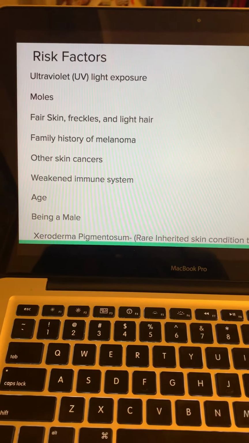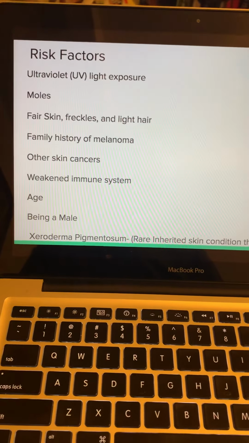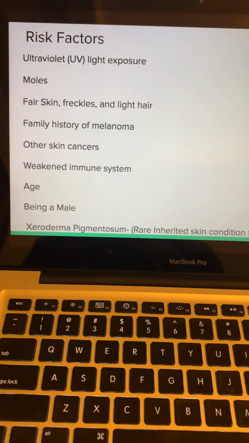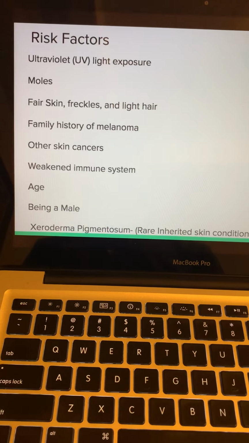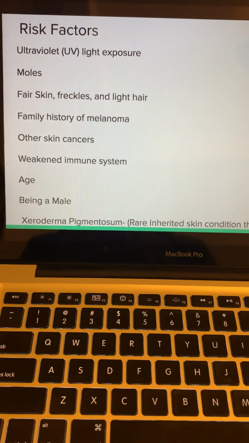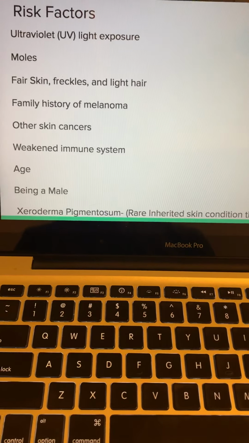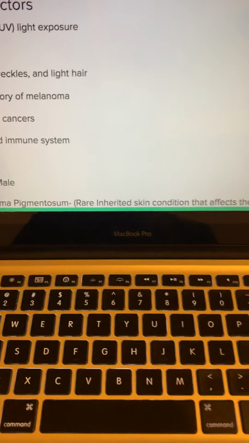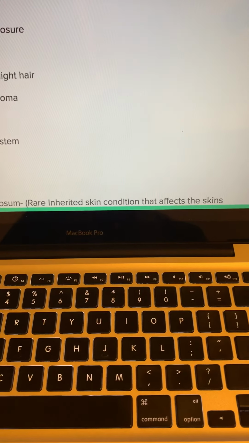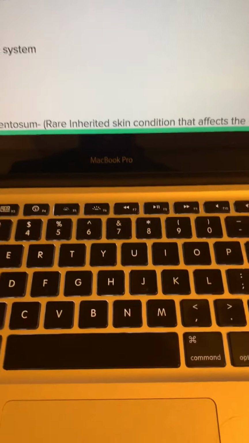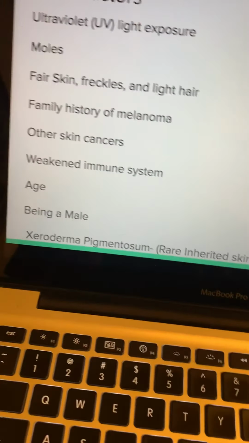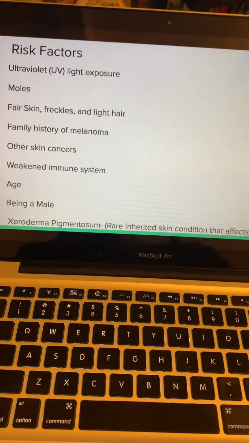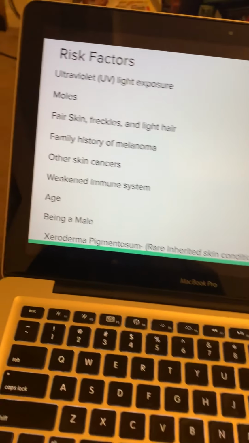The risk factors for melanoma are exposure to UV or ultraviolet light, having moles, fair skin, freckles, or light hair, family history of melanoma, other skin cancers, a weakened immune system, age, just being a male, and xeroderma pigmentosum, which is a rare inherited skin condition that affects the skin. Well, it kind of cut off a little bit, but it affects the skin's ability to repair its own damaged cells.